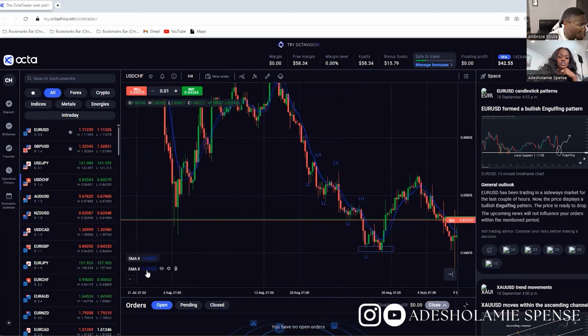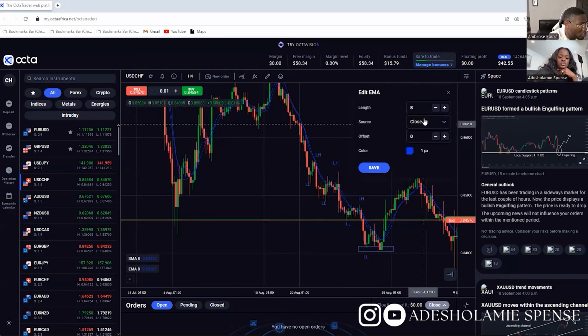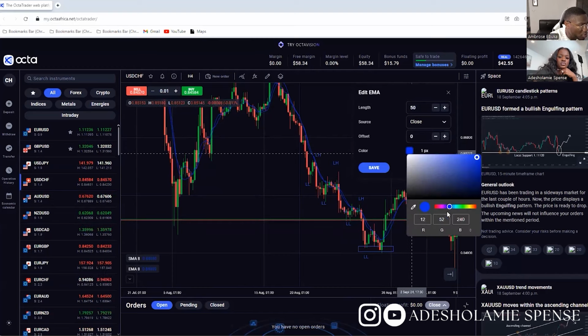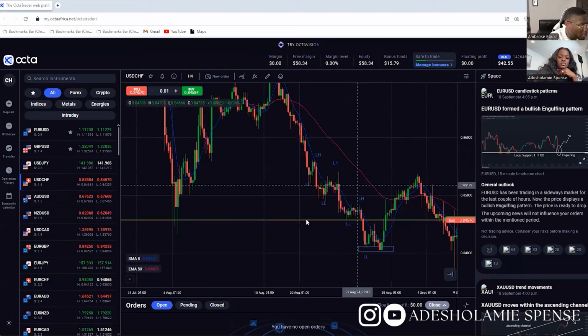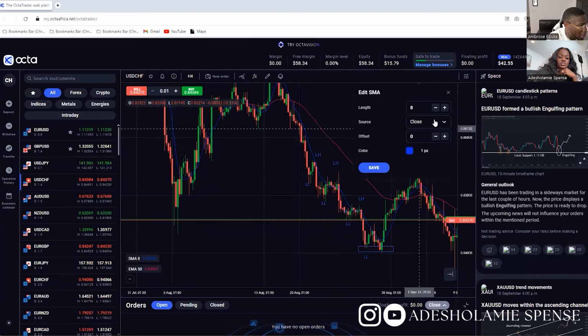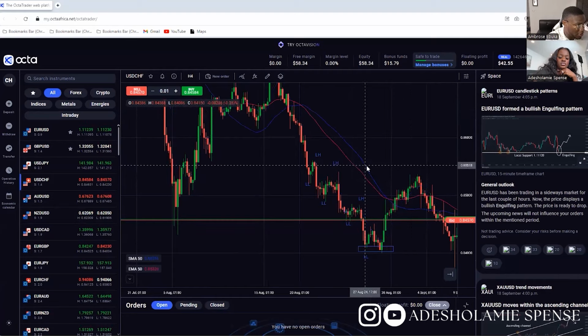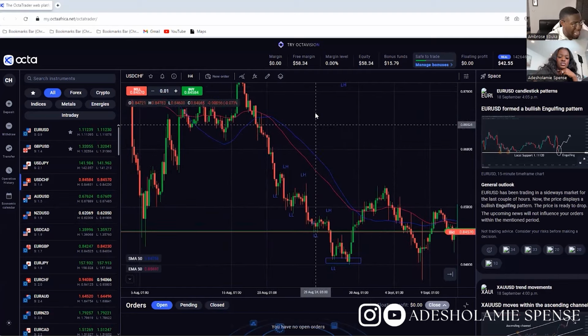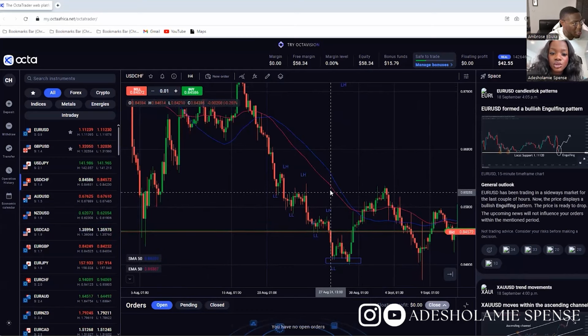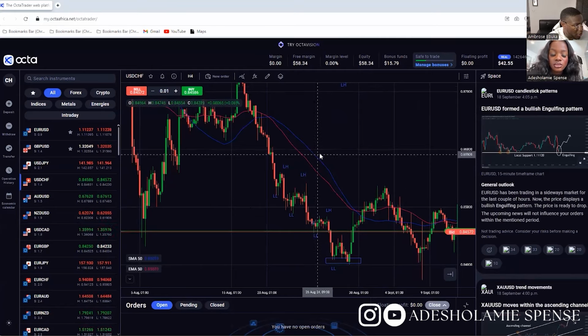So we have the two indicators here. Let's set this one to 50. Change the color to red. Let's set the simple moving average to 50 as well, but we'll leave the color at blue so you can see the difference. Now, the exponential is red, the simple moving average is blue, but you see that the exponential is closer to the market. Yeah. The blue is farther.